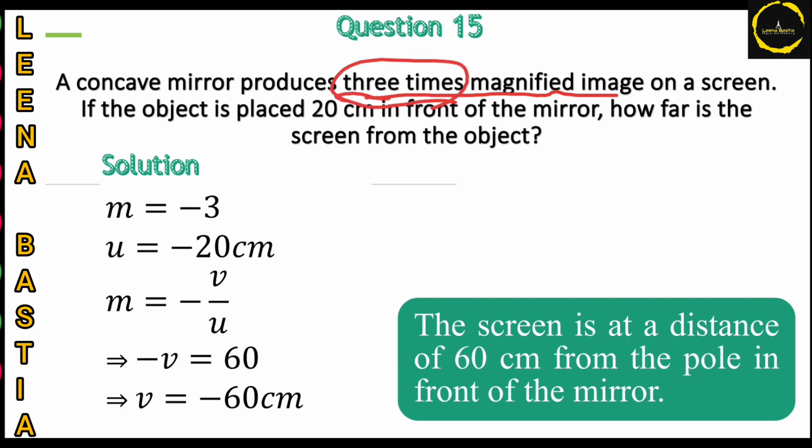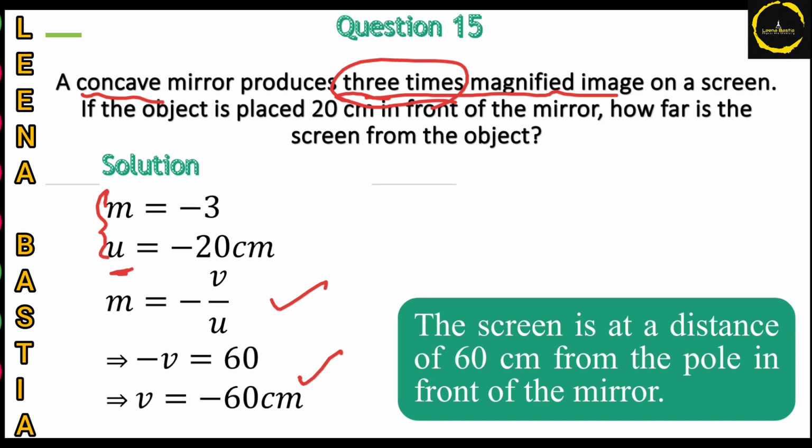Okay, again it is a concave mirror, so the value will be what? It is -3. Now if the object is placed 20 centimeter in front of the mirror, object is what? U, and U is how much? It is -20 centimeter. Now M equal to minus V by U, this formula, and now just put all the values that you know, these two, and you will get easily the value of V. So it becomes -60 centimeter.